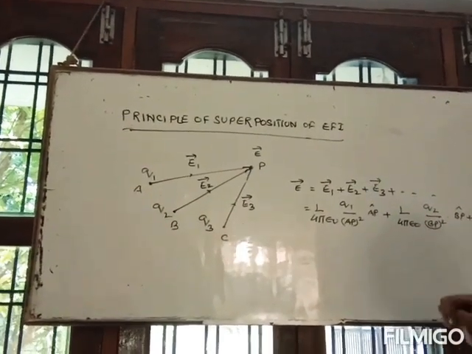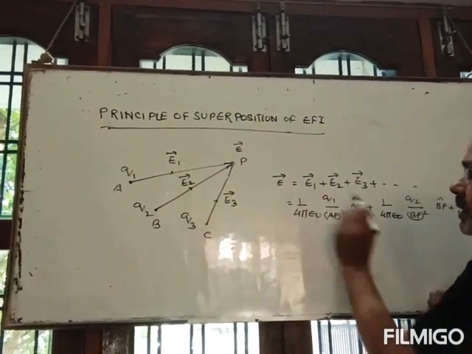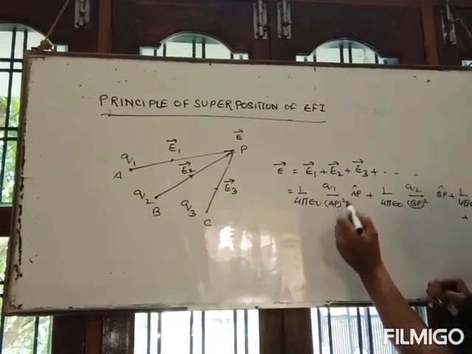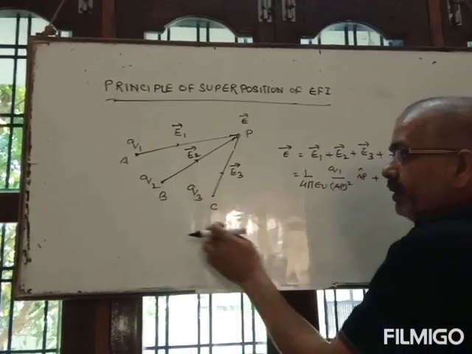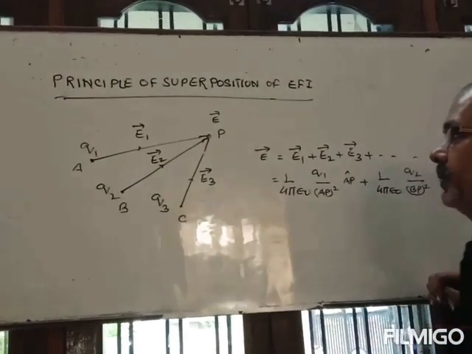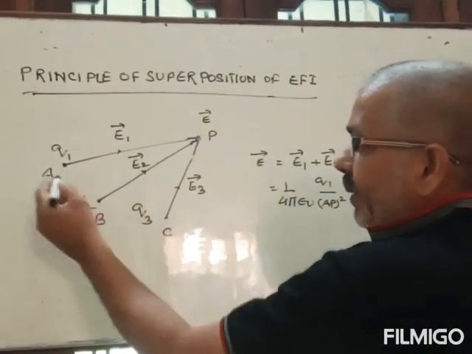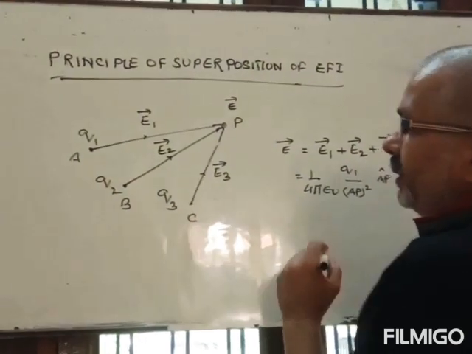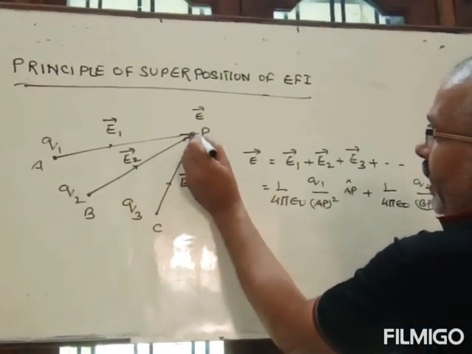According to this principle, net EFI at a certain point is equal to the vector sum of individual EFI produced by individual charges at that point. Suppose here we have 3 charges Q1, Q2, Q3 kept at points A, B, C respectively. So they will produce their own electric field. So what is the net EFI at point P?